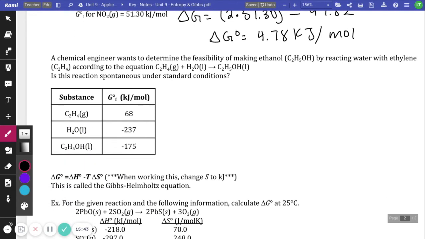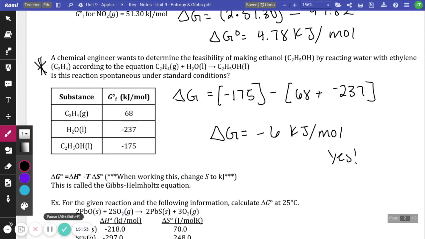Now I want you guys to go ahead and solve this next one. Pause the video and try to solve it. It's a little more complicated, but it's still not bad. When I solved this one, I got that delta G would be negative 6 kilojoules per mole. We do have that negative delta G value, so this would be spontaneous under standard conditions.